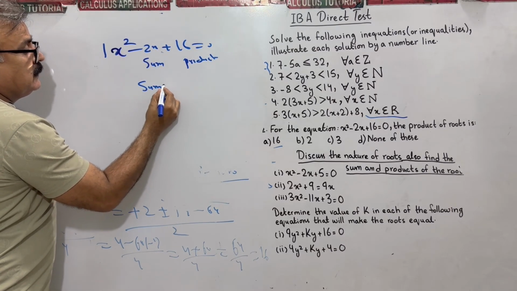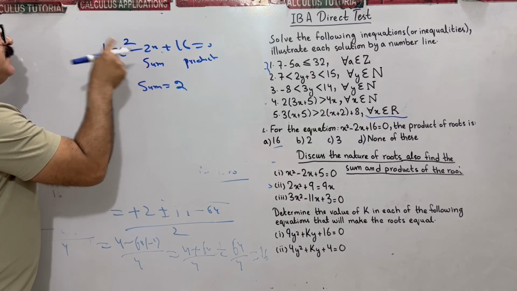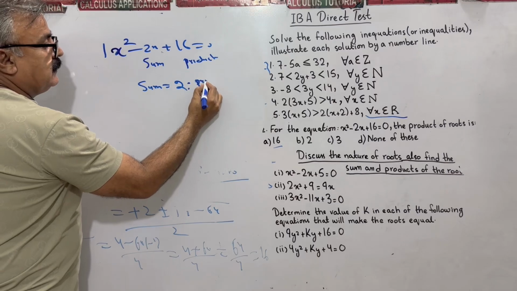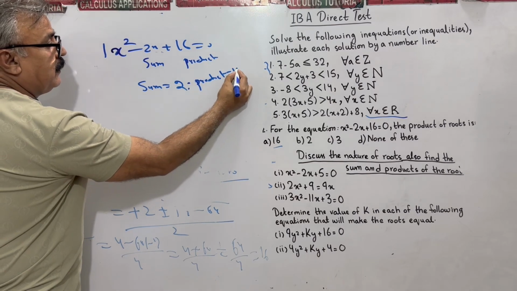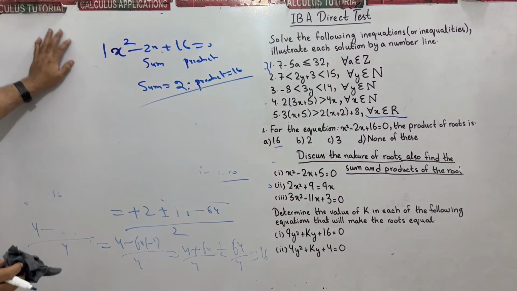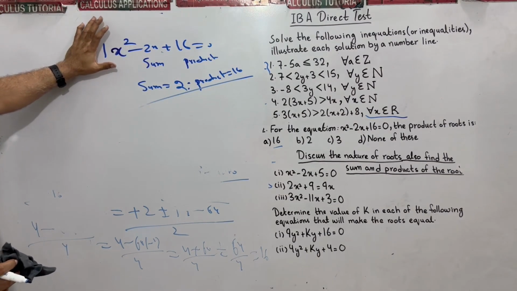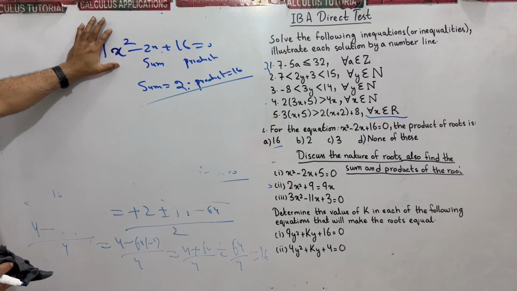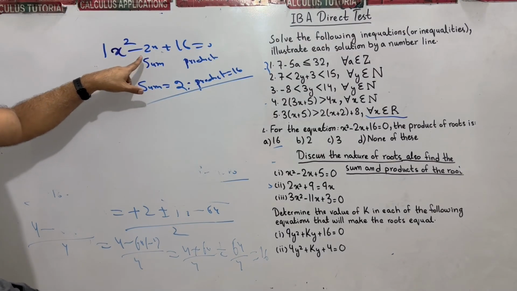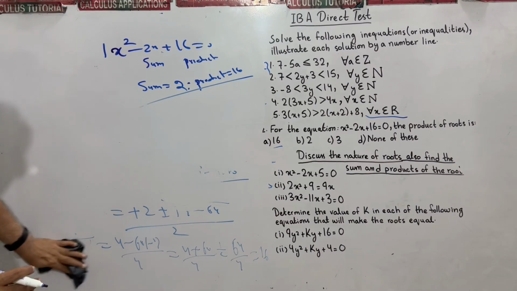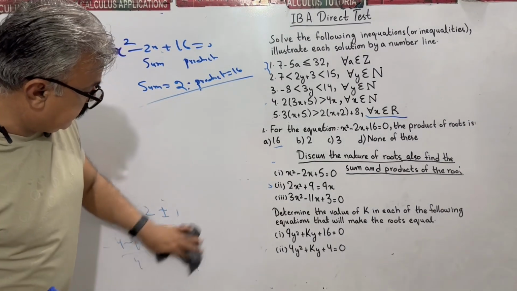So the sum of the roots is 2. I haven't taken the minus; minus belongs to the formula. This is the sum, and the product is 16. Without solving the quadratic, we are in a position to find the sum and product of the roots. Compare the equation with the standard form: x square minus sum x plus product. A very simple and convenient method to keep in mind.